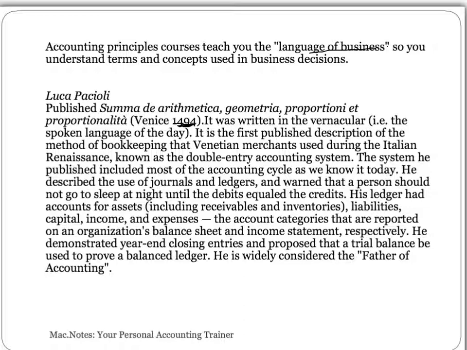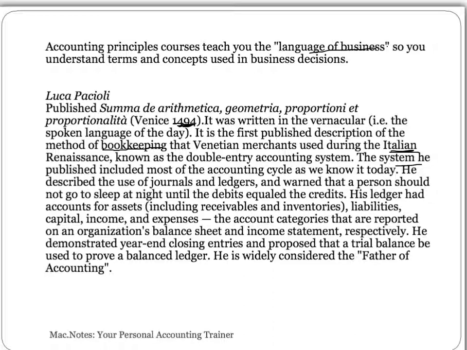And in this book, he described a method of bookkeeping that the merchants used in Italy at that time. And that system that he published is known as the accounting cycle, and it has not changed in over 500 years. He, Luca, described journals and ledgers, and he also warned people not to go to sleep until the debits equaled the credits. Well, here we go.